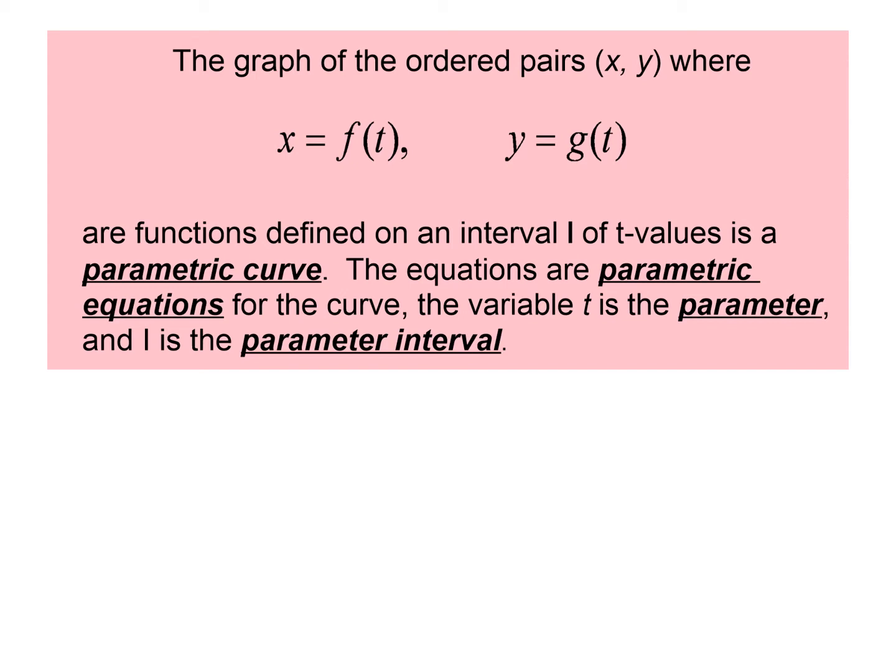So essentially, to read the slide, the graph of the ordered pairs x, y, where x is f of t and y is g of t, are functions defined on an interval I of t values, is a parametric curve. The equations are parametric equations for the curve, and the variable t is the parameter, and I is the parameter interval. So again, that's this weird slide with the definitions that start us out on a new topic. But again, I will do my best to explain and show you how these work.